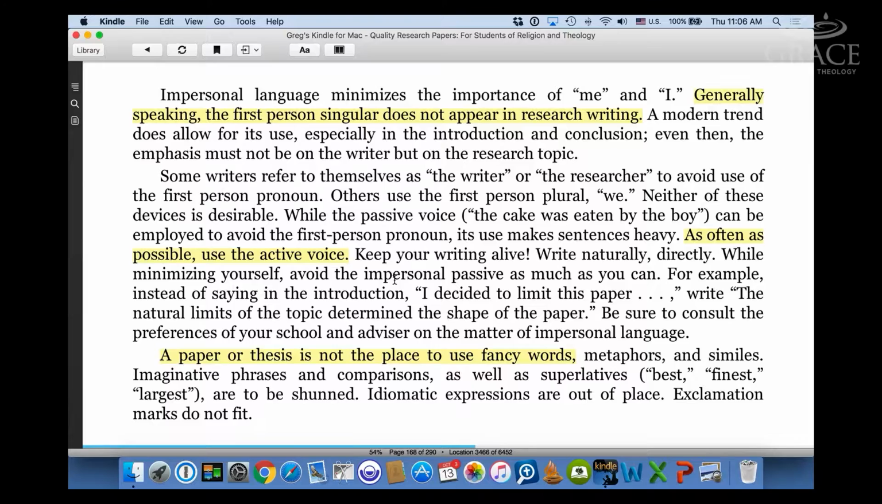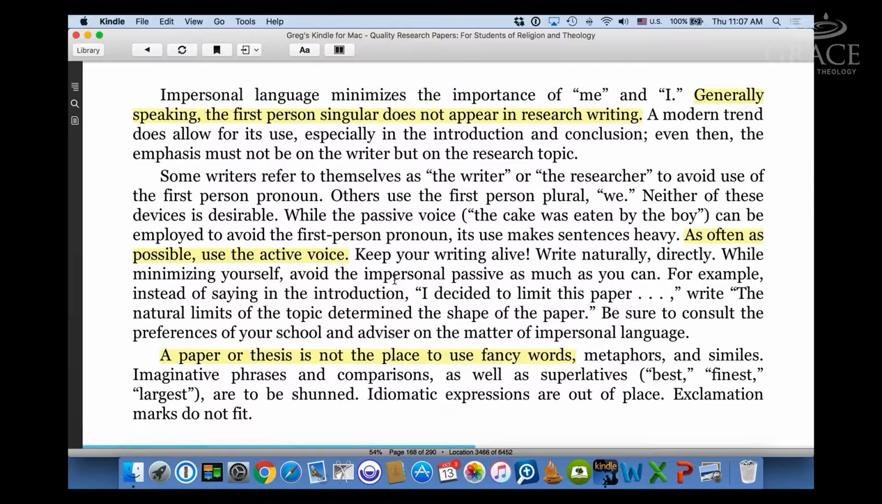Generally speaking, the first person singular does not appear in research writing, and I've said that in the last video. The first person plural may, if you are presenting a point of view that is held by you and others, you can say, we believe this, we support this kind of thing. But first person singular, no. So in the conclusion, don't say, I think this. You need to rewrite that in more of a third person, objective style.